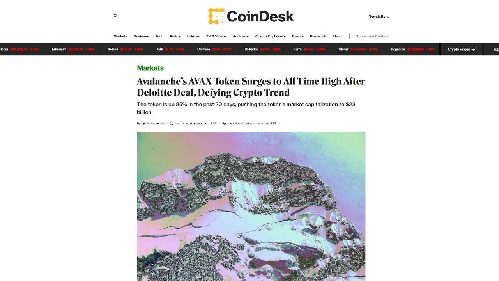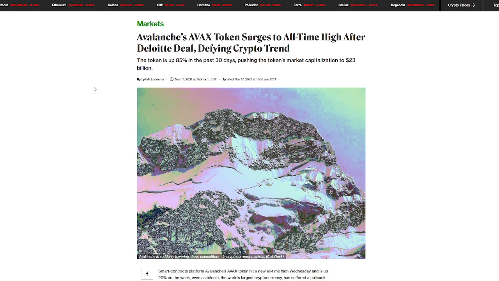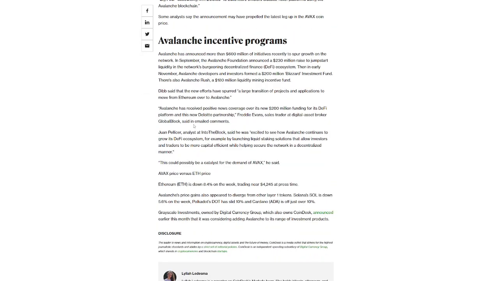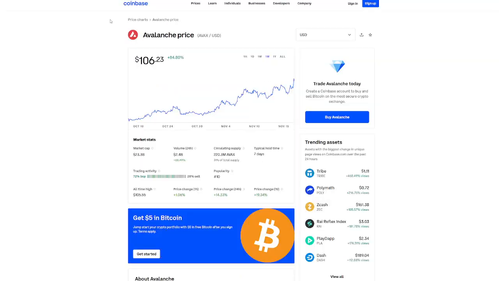As we jump into the last article we're going to jump into today, it's talking about Avalanche's AVAX token surging to an all-time high after Deloitte deal. Defying crypto trend, the token is up 85% in the past 30 days, pushing the token's market capitalization to $23 billion. Continuing to see smart contracts platform, Avalanche AVAX token hit a new all-time high and is up 20% on the week, even as Bitcoin, the world's largest cryptocurrency, has suffered that pullback. So a lot of pullbacks across the crypto space. You know who doesn't care? Avalanche. Avalanche is continuing to do big things this week, and we'll continue to keep you guys up to date with Avalanche as well.